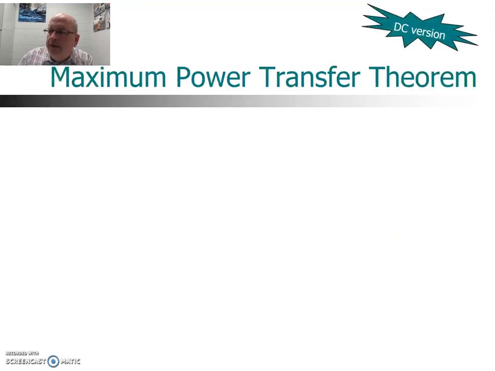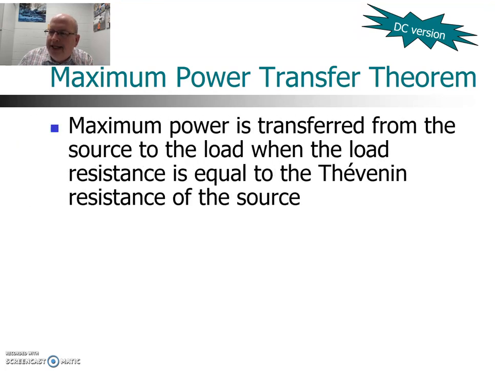Maximum power transfer theorem. In this case, we're looking at the DC version. This is when we don't have any capacitors or inductors in the circuit. It simply says you get the most power transferred from the source to the load when the load resistance is equal to the Thevenin resistance of the source. So that occurs when RL is equal to R Thevenin.